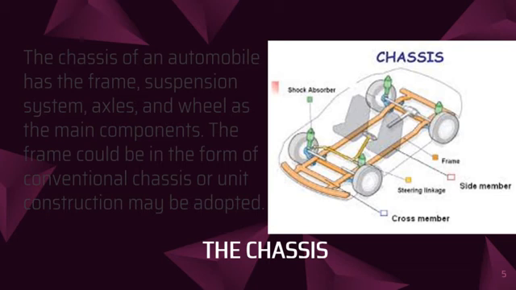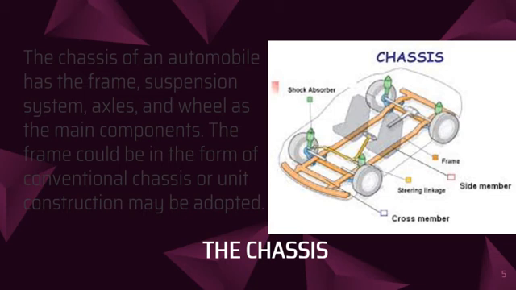The frame could be in the form of a conventional chassis, or unit construction may be adopted. In a conventional chassis frame, the frame forms the main skeleton of the vehicle. It supports the engine, power transmission, and car body. The frame is supported on the wheels and axles through springs. The frame carries the weight of the vehicle and passengers. It withstands engine, transmission accelerating, and braking torques. It also withstands the centrifugal forces while cornering and takes up stresses due to the rise and fall of axles.